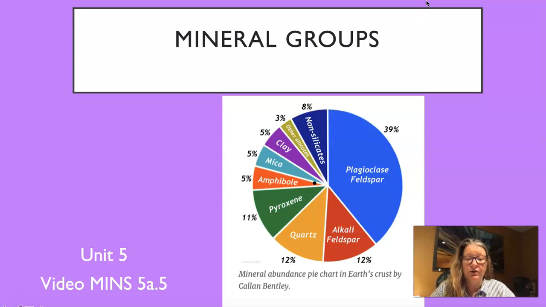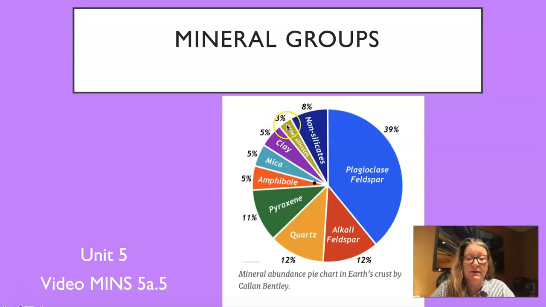Here's a pie chart showing the most common minerals on Earth's surface. And I know that you're just learning the names, but the plagioclase feldspar all the way around to the mica, this entire region here, these are all silicate minerals. And they're silicate minerals that form during igneous processes. So when we talk about igneous rocks, we'll be talking about all of these minerals. Clay is also a silicate mineral, but it forms from weathering and sedimentary related processes.